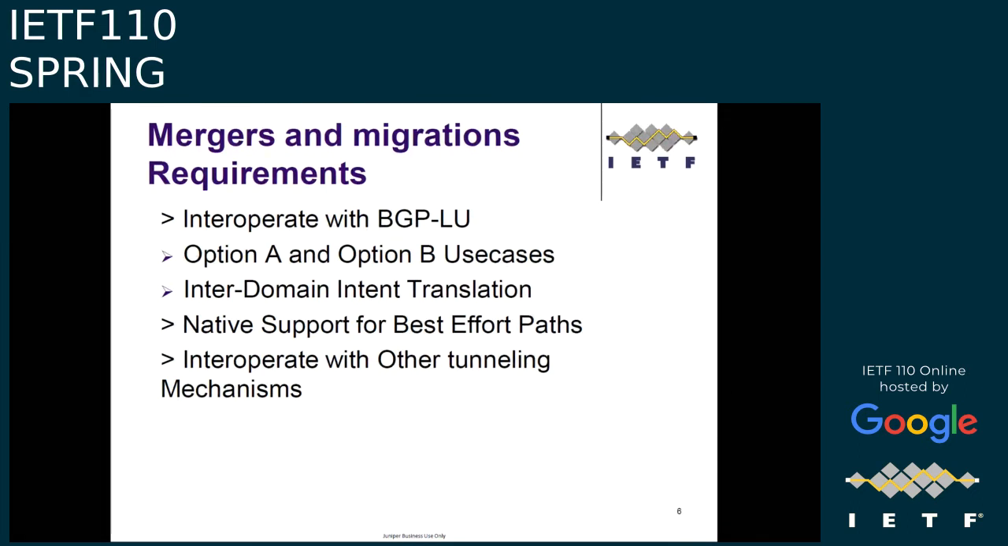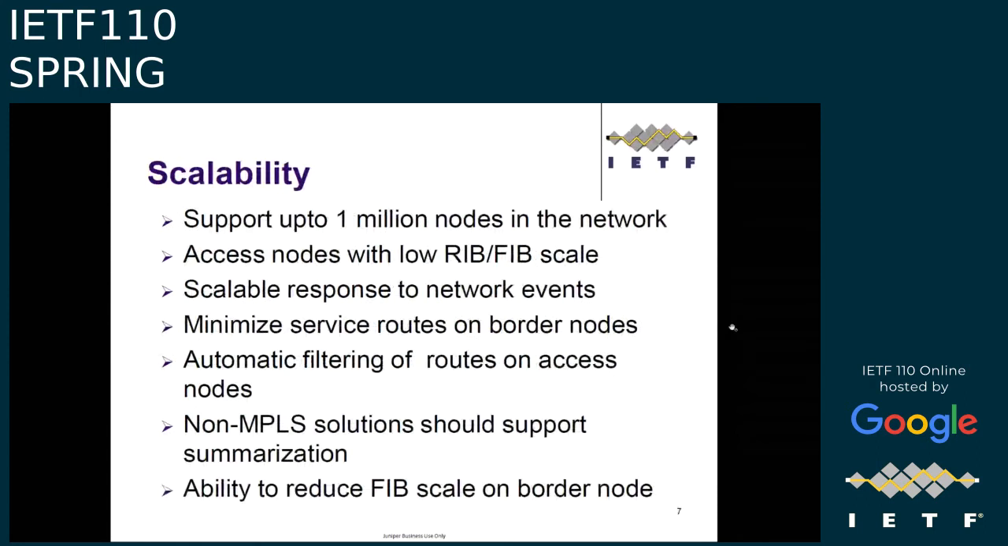Option A and option B use cases, and also in case of mergers, the color mapping may vary from one domain to another domain. So there is a need to have the ability to translate that intent from one domain to another domain. And there is also a requirement for interop with other tunneling technologies, like the ability to do SRv6 in one domain and MPLS in another domain, as an example. Next slide, please.